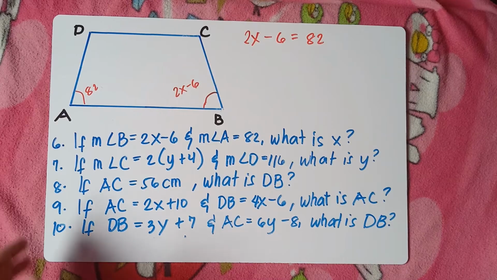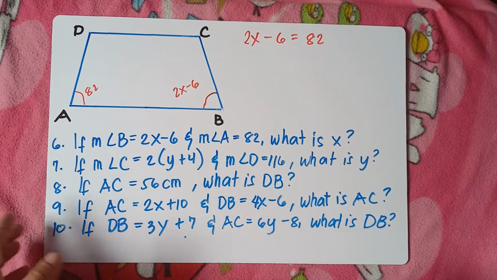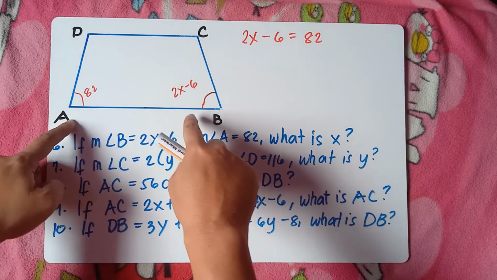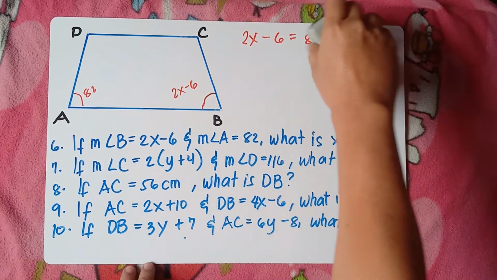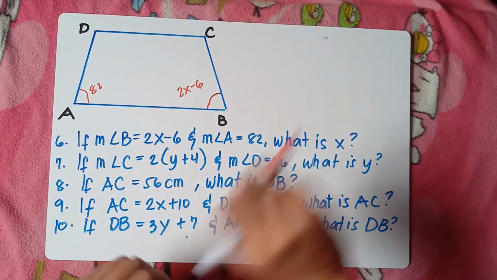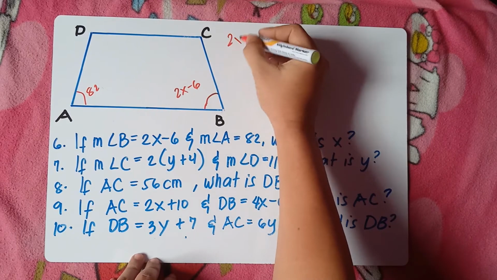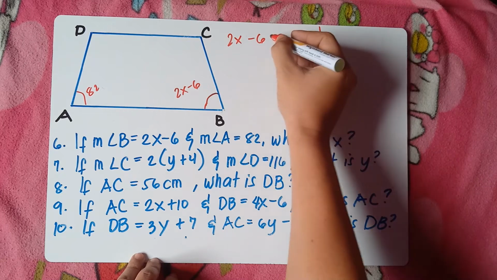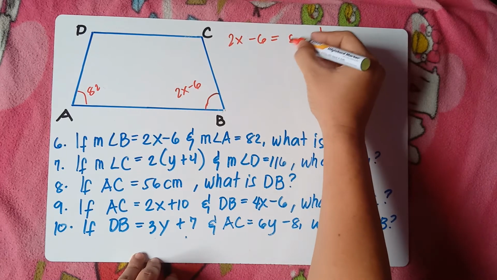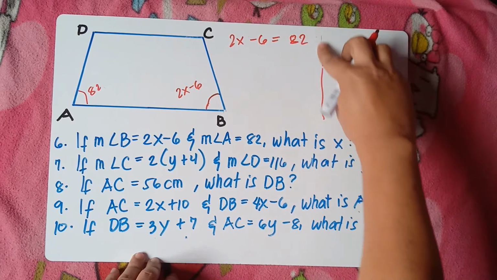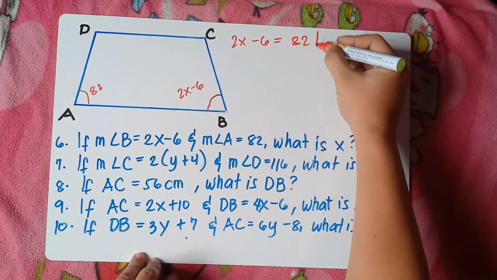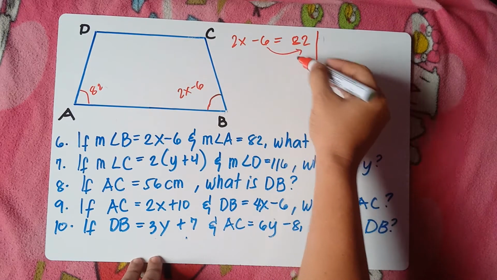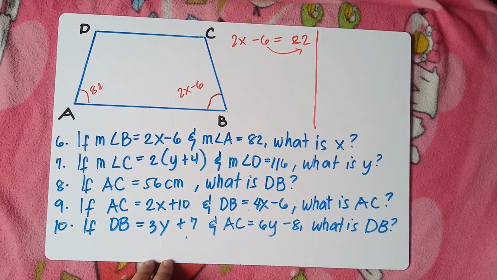Sir, why did you equate that? It's because we know that the measure of this angle is equal to this angle. So let me just write it. This is 2x minus 6 equals 82. To get the value of x, transpose 6 from left to right. It will change the sign.